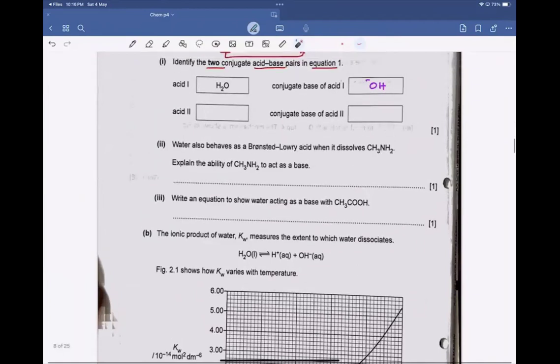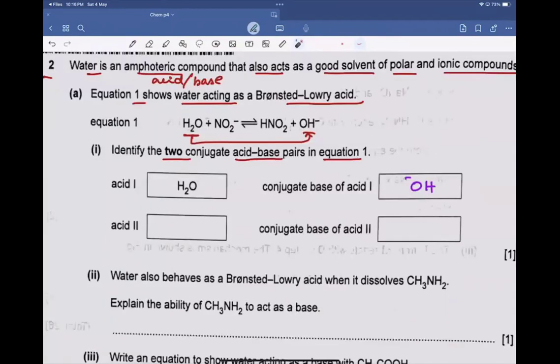So here the conjugate base of water is OH minus. Is this clear to all of you?